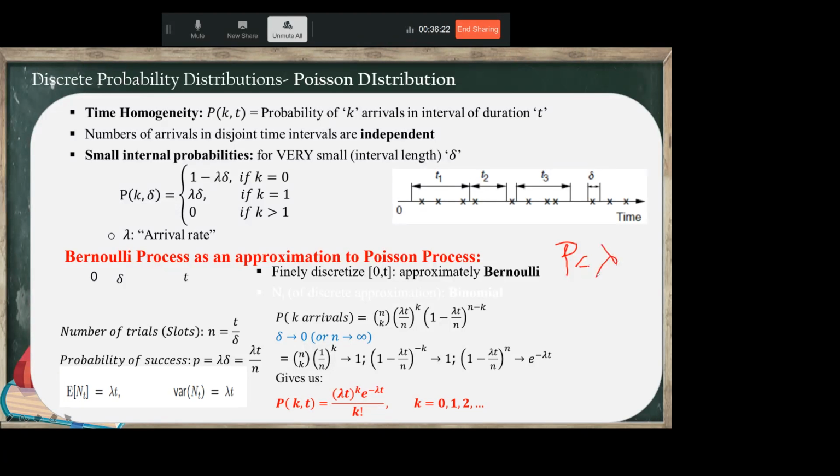That is delta, lambda delta, right? Because we know here it's lambda, and we got that p of success is given as lambda times delta, right? So what is delta? You can say delta can be t by n, right? So by putting the value, we can get Bernoulli, and it's p.